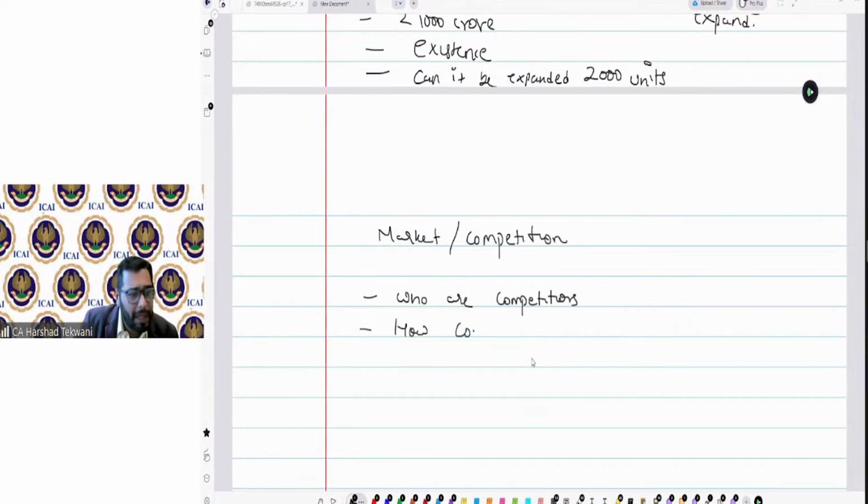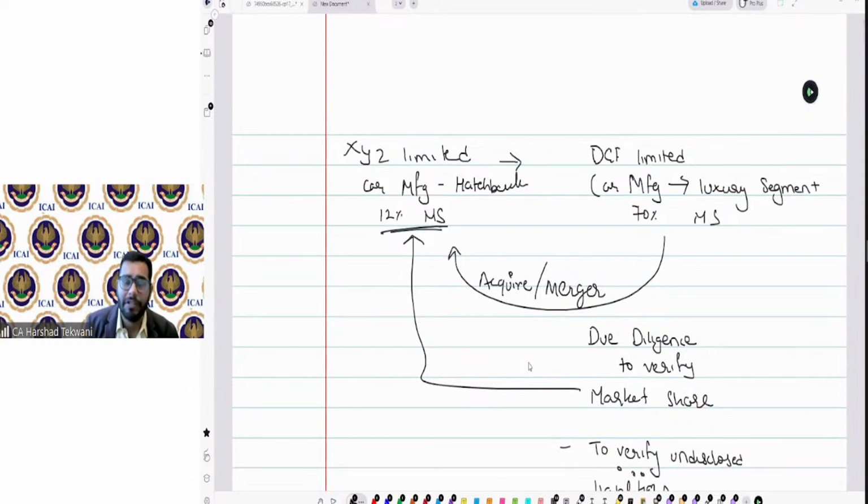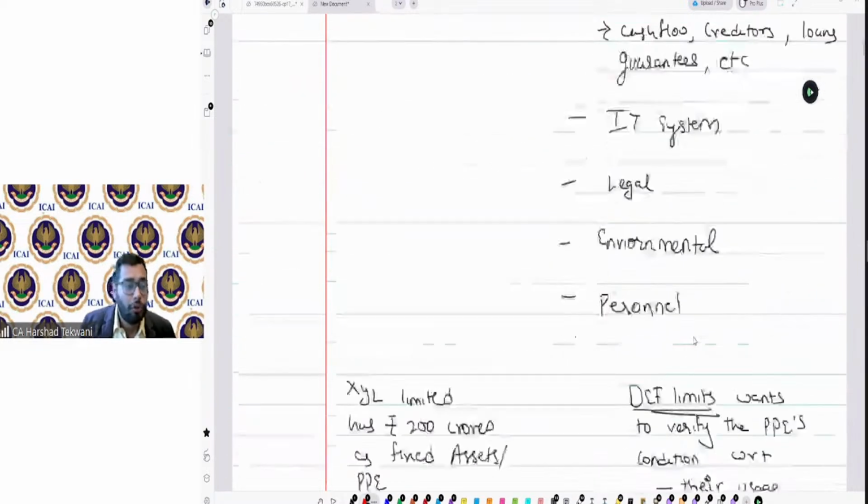How the company is performing compared to peers. For example, earlier the market share was 18% in 2022. Now it is 12% in 23. So the company is not performing well. That's why it has decreased. If this has decreased, then competitors are performing well compared to the company. So that will be verified.